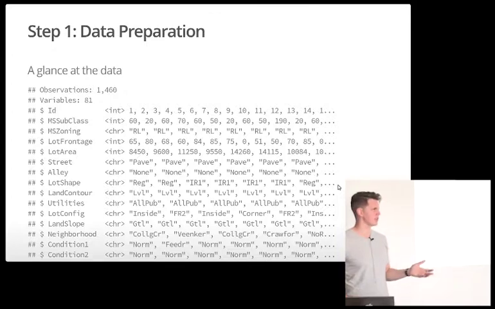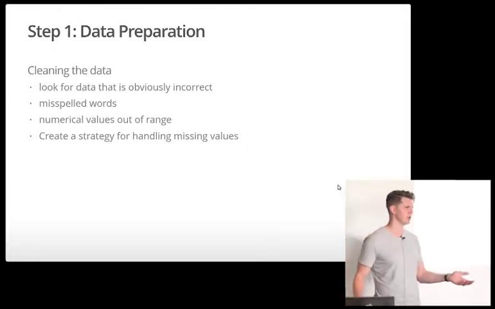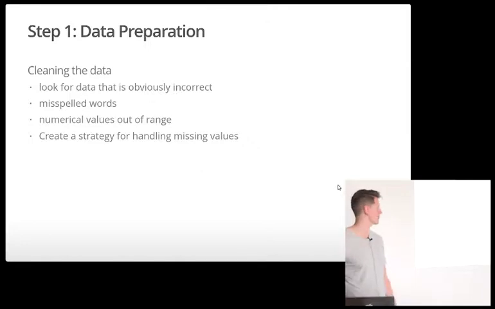So it's a mix of numbers, characters, and so on. You also need to clean the data. Sometimes things are misspelled, sometimes numbers are wrong. You can't have a year that's 2208. It doesn't really make sense.